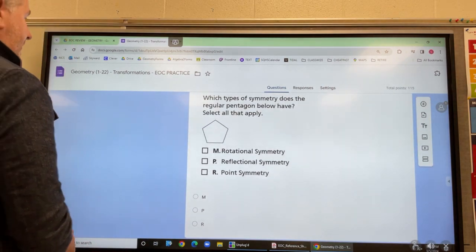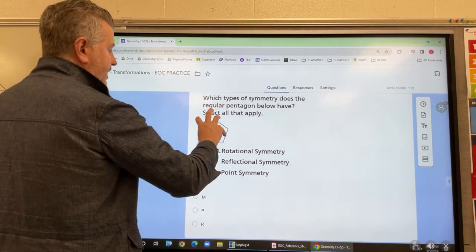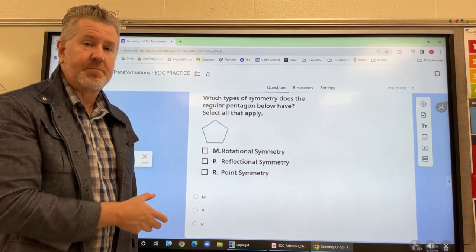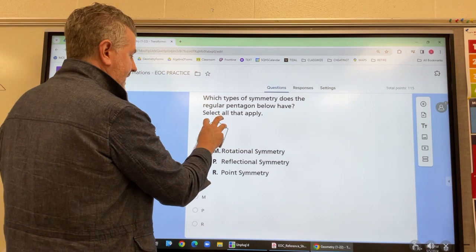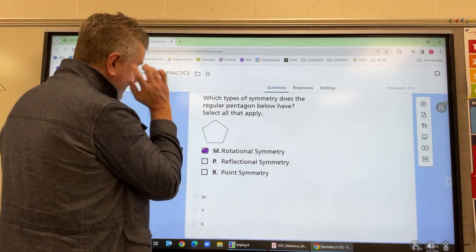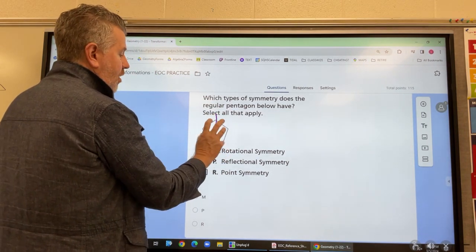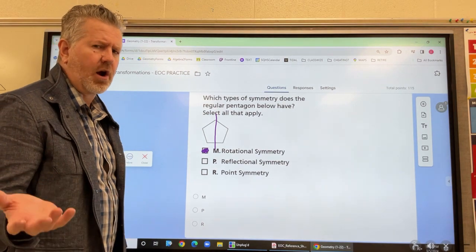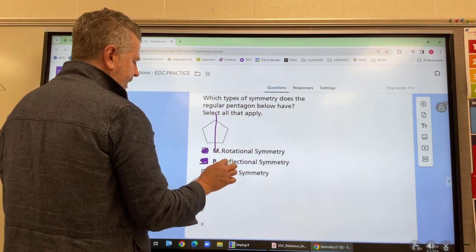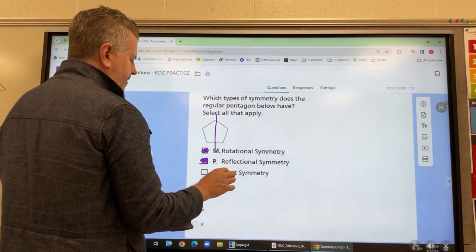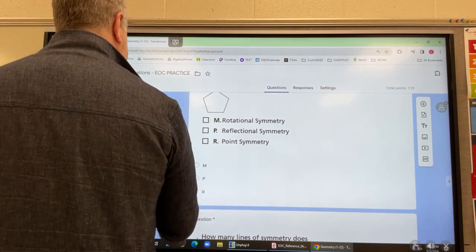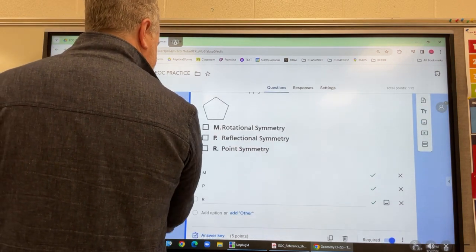Which type of symmetry does a regular pentagon have? Just a quick reminder, rotational symmetry means it can rotate about its center and eventually line back up with itself, become itself again. And that is true of this pentagon. Reflectional symmetry means that you can reflect it, or it's like line symmetry. That's actually what we called it in our curriculum, line symmetry. So this one does have reflectional. And then point symmetry as well, because there is a point at which it can fold or reflect. So let's make sure that it is all three. Yes, it is all three.